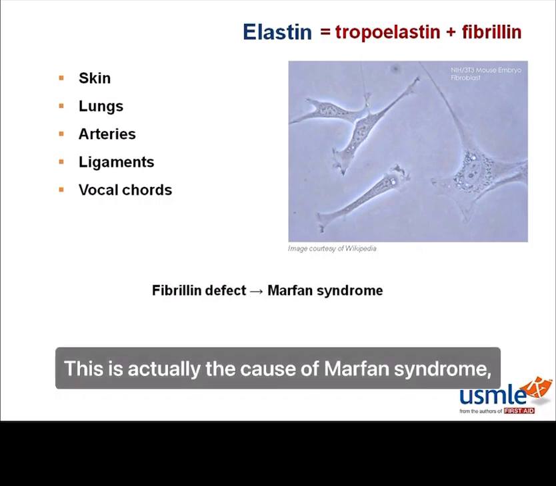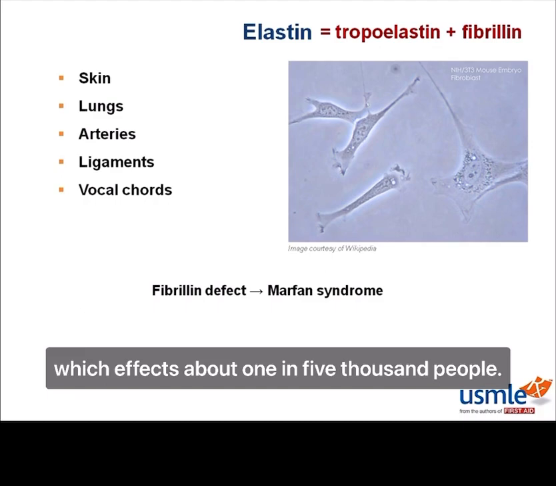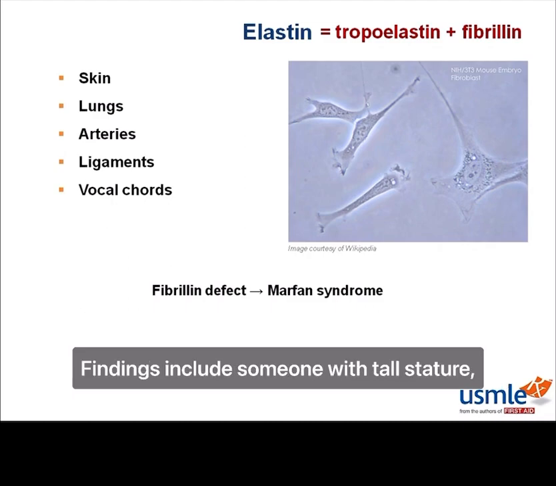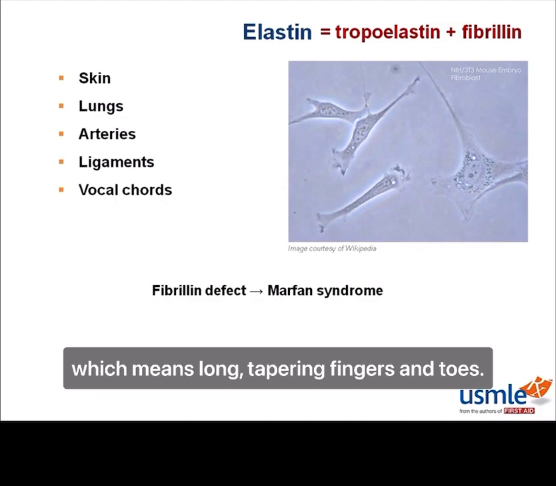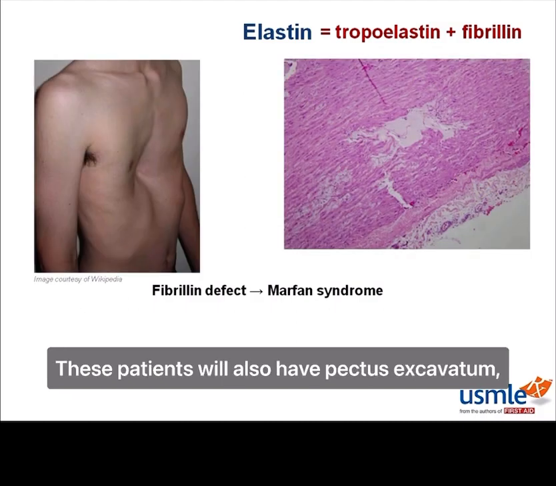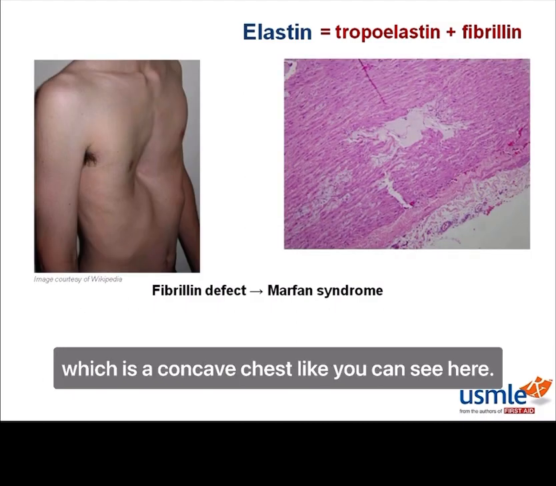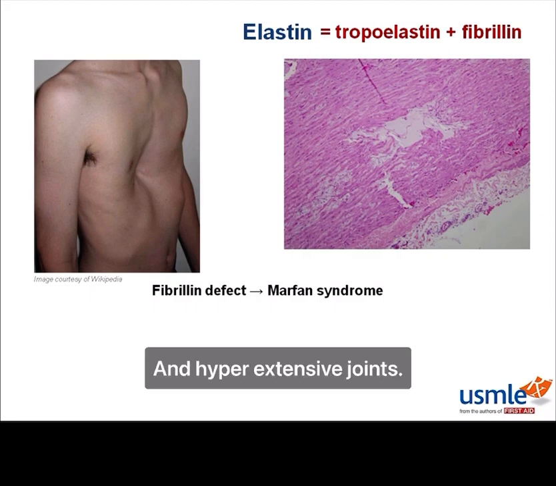This is actually the cause of Marfan syndrome, which affects about 1 in 5,000 people. Marfan syndrome is a connective tissue disorder that mostly affects the skeleton, heart, and eyes. Findings include someone with tall stature, with long extremities and arachnodactyly, which means long, tapering fingers and toes. These patients will also have pectus excavatum, which is a concave chest like you can see here, and hyperextensive joints.